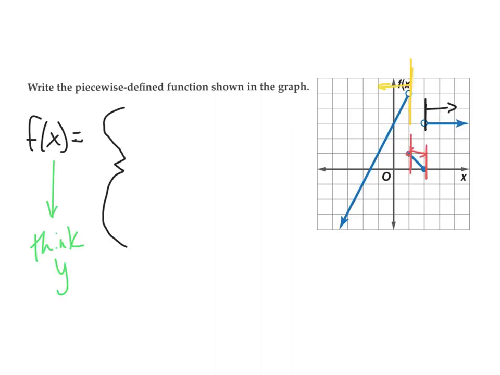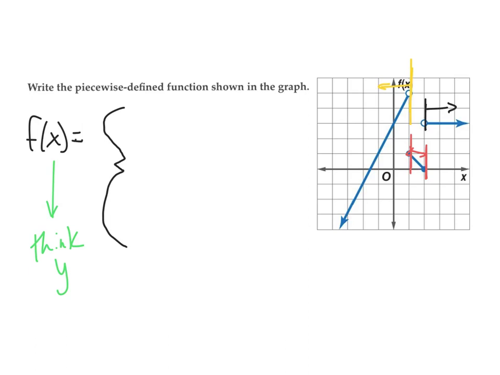So I start with f of x. They tell us that it's f of x, right? Right here, they tell us it's f of x. Equals, I make my giant brace because I'm going to need 3 different equations. And again, think of that as y. It's y equals, okay? And I've identified 3 different boundaries. So for this one, I have a boundary here and to the left. This one, I have these boundaries here in red. And for this one, I have a boundary here and to the right.